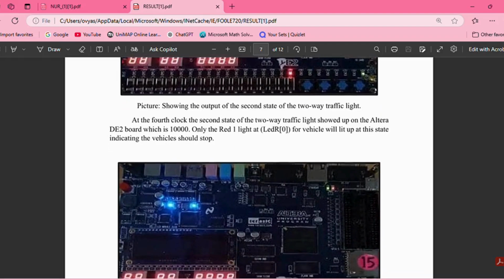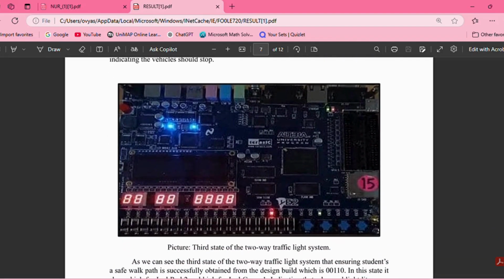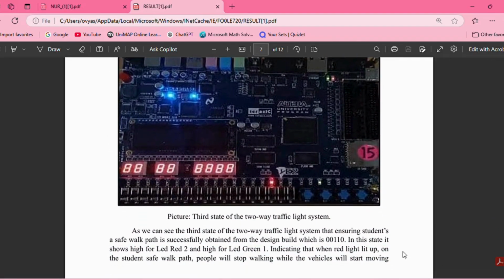Next, for our third state, the picture shows the third state of the two-way traffic light system that mainly focuses on the student safe walk path. As we can see, the third state of the two-way traffic light system that ensures the students' safe walk path is successfully obtained from the design build, which is 00110.